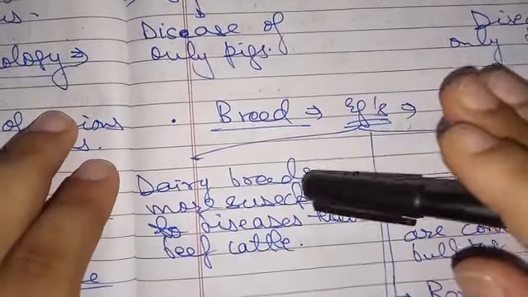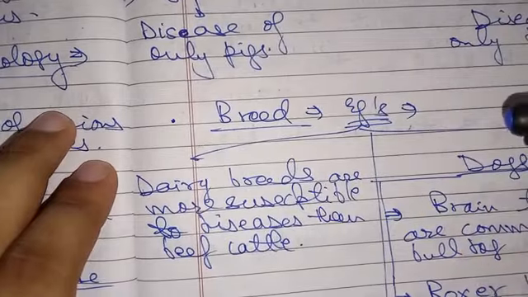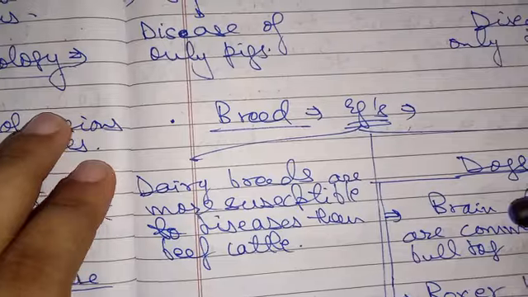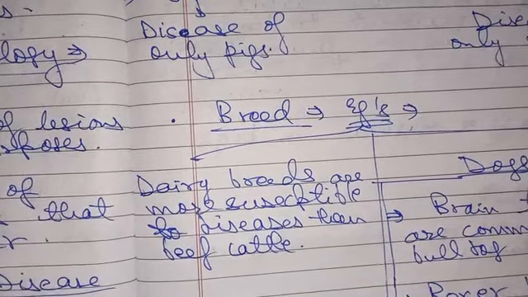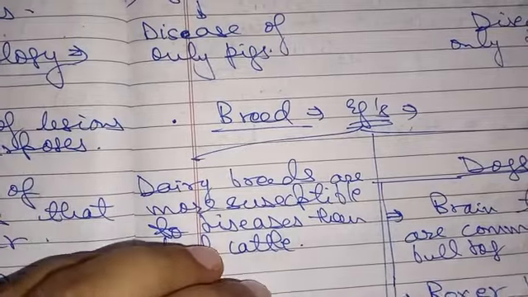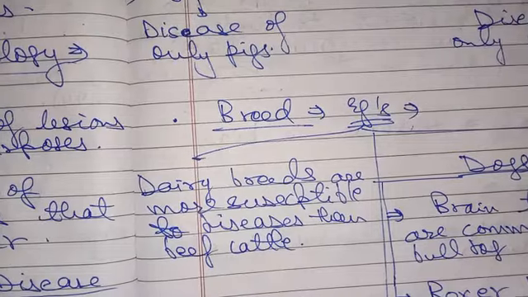Breed: dairy breeds are more susceptible to diseases than beef cattle. And in dogs, brain tumors are commonly found in bulldogs and boxers. So these are the breeds of dogs in which brain tumors are most commonly found. These are examples of how breed affects the cause of disease, or etiology of the disease.